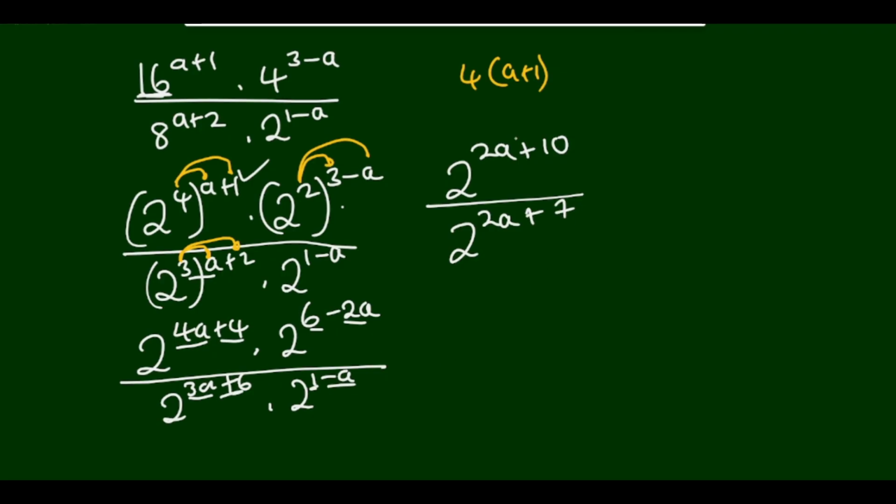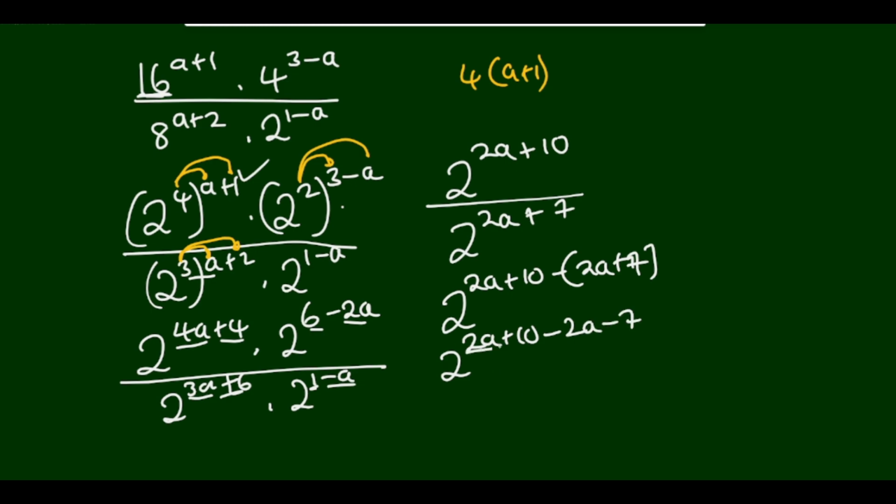Okay, and then we're dividing powers with the same base here, so we subtract the exponents. So it's going to be 2 to the power (2a plus 10) minus (2a plus 7). Then if you remove your bracket, you have 2 to the power 2a plus 10 minus 2a minus 7, like that. Then 2a minus 2a is 0. 10 minus 7 is 3. So you have 2 to the power 3, which is 8.